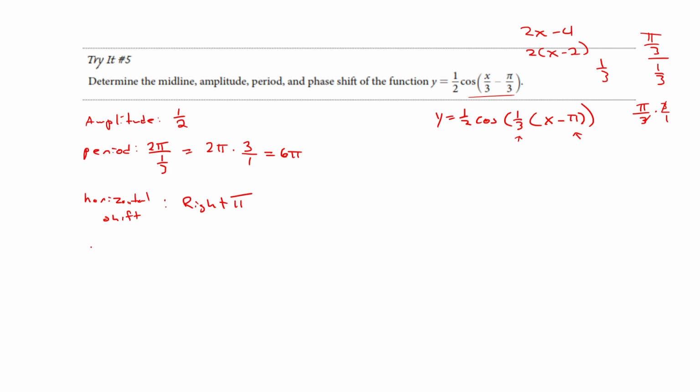Okay, so we don't have any vertical shift. So there's no up and down tacked on the end. So my midline is just going to be the original midline, which is y equals 0.